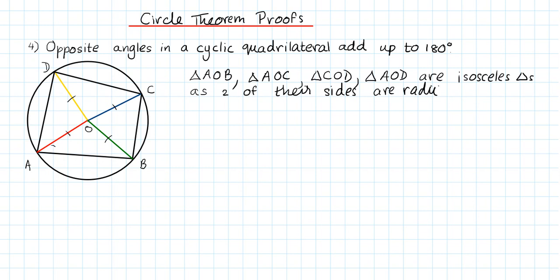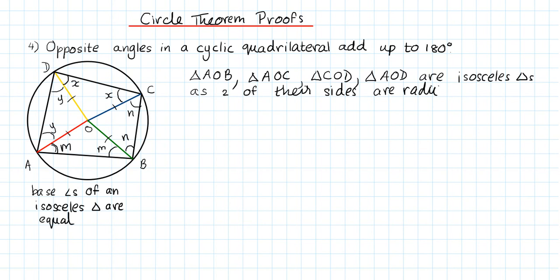So therefore, if I call this angle M, this angle will also be M. If I call this angle N, this angle will also be N. If I call this X, this angle would also be X. And if I call this angle Y, this angle would also be Y. The reason for that is base angles of an isosceles triangle are equal. I've written that reason down here.